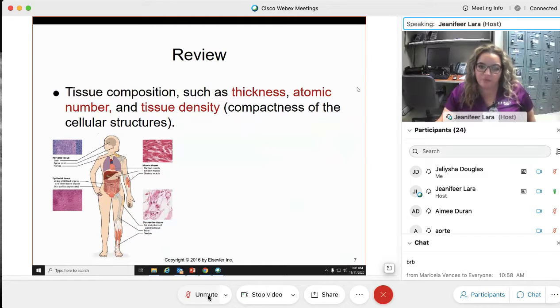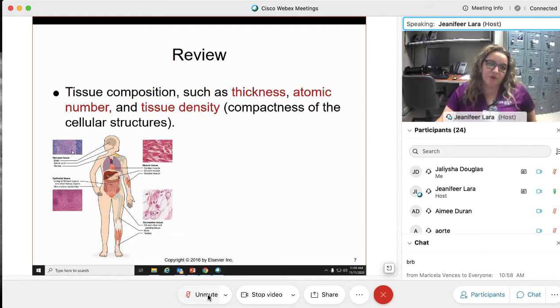So the higher the atomic number, the more compact, the less likely a photon is going to pass through that atom without some type of interaction. Good, perfect. So atomic number, thickness of tissue, and tissue density, how compact the cellular structures are. Tissue density does not mean thickness. Thickness does not mean atomic number. Make sense? Does everyone understand what I'm saying? Perfect. So let's take an example here.